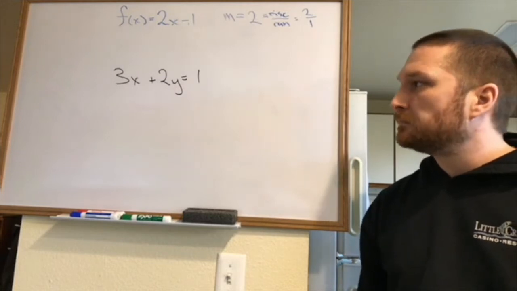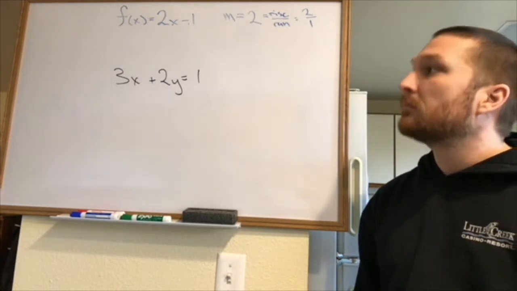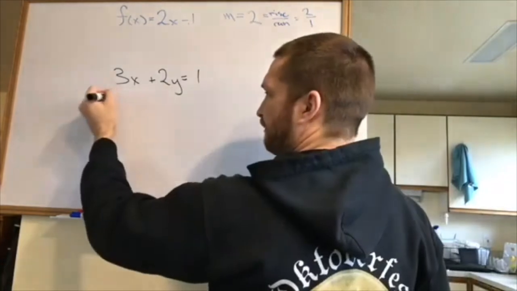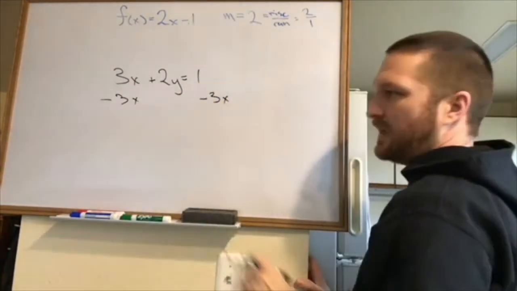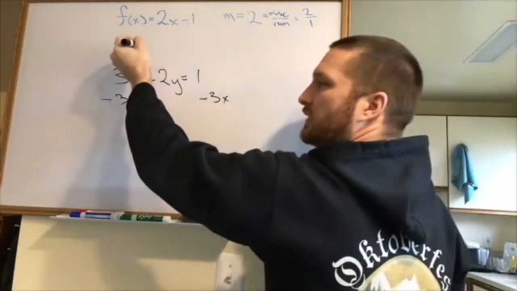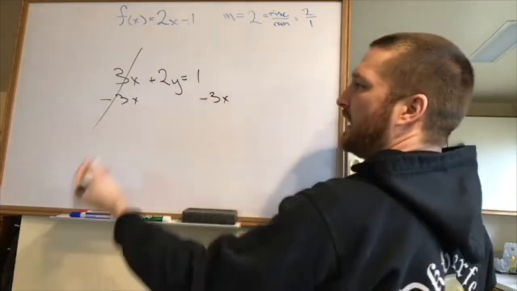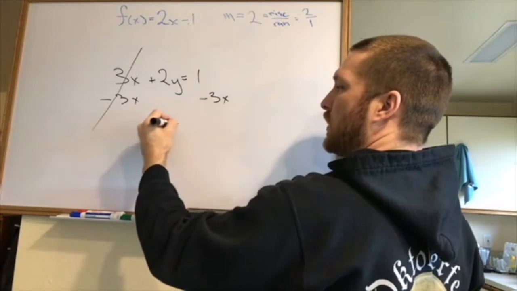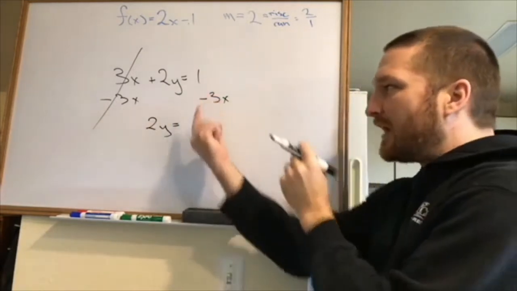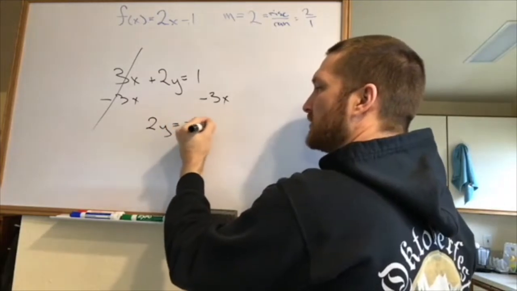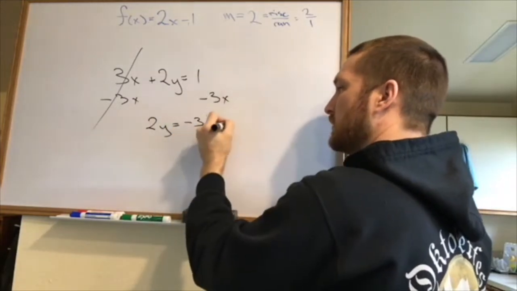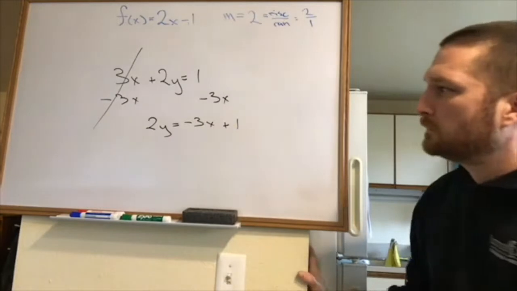Well, you could subtract 3x from both sides. Both sides, right? Because we have an equation, we've got to do that. The only reason I did that was to get rid of that guy. And so now we have 2y equals, and I'm going to go ahead and write it in the way that's going to help us out in the end: minus 3x plus 1.